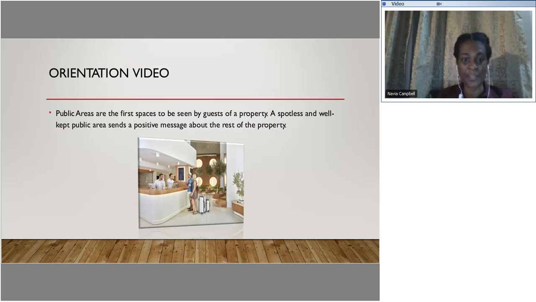Now that you've seen the video, let's get started. Public areas are to be seen by guests of a property. A spotless and well-kept public area sends nothing but a positive message about the rest of the property.